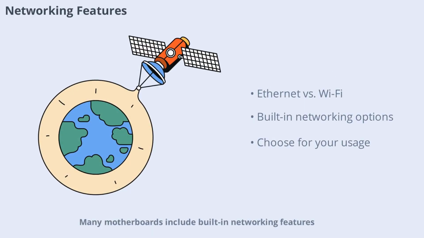Many motherboards include built-in networking features such as Ethernet ports and Wi-Fi modules. These allow your computer to connect to the internet and local networks. We'll explain the differences between wired and wireless networking, what speeds to expect, and how to choose a motherboard with the right networking features for your needs.